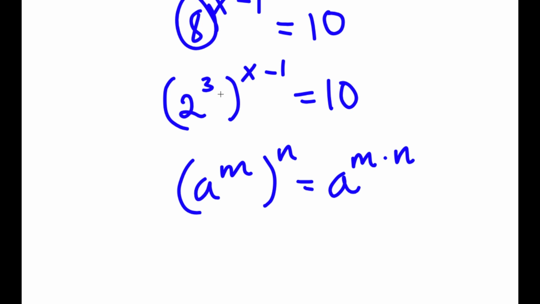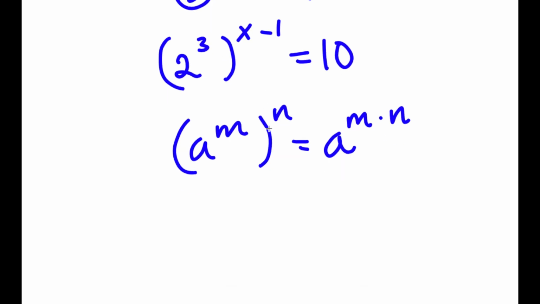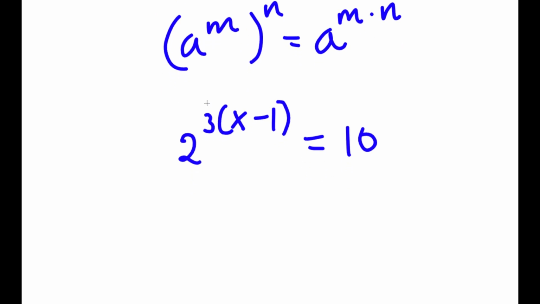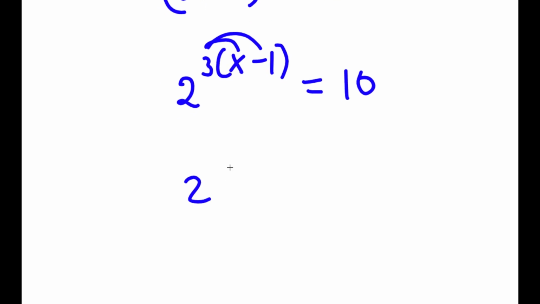So 2 to the power of 3 to the power of x minus 1, that's going to equal 2 to the power of 3 times x minus 1, which is equal to 10. And I can distribute the 3, so I get 2 to the power of 3x minus 3 is equal to 10.